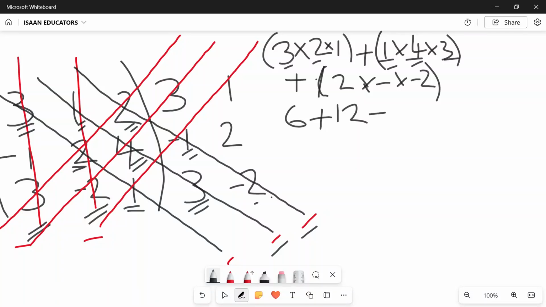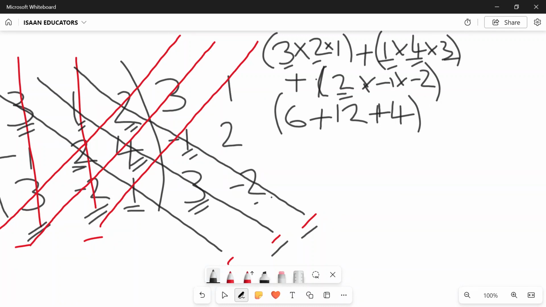And then you're going to do the last one. 2, you're going to multiply by -1. This was -1. 2 multiplied by -1 is -2. Then -2 multiplied by -2. A negative multiplied by a negative definitely becomes a positive. So -2 multiplied by -2 will be +4. So that is the product of the elements in the leading diagonal.